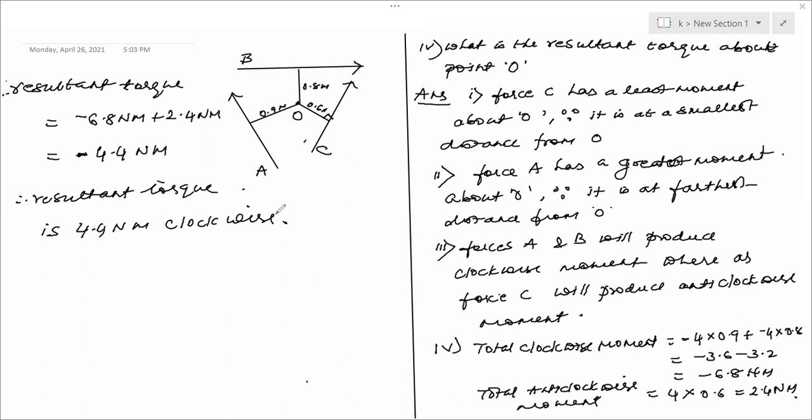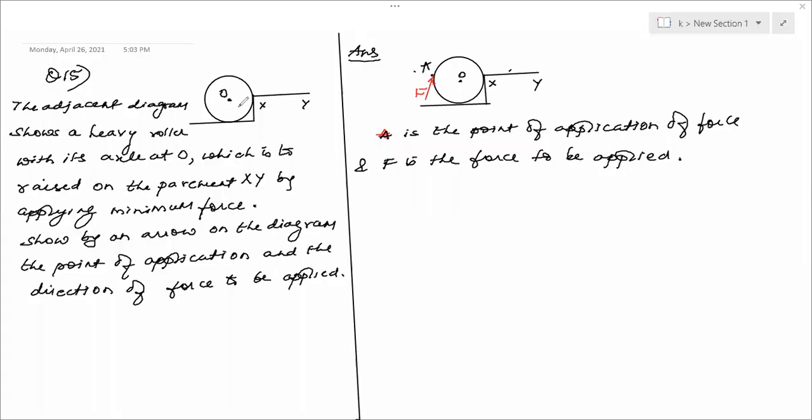Okay. Now, we go to the next sum. The adjacent diagram shows a heavy roller with an axle passing through O, which is to be raised on the pavement XY by applying a minimum force. Show by an arrow on the diagram the point of application and the direction of the force. You can see here, A is the point of application of force and F is the force to be applied. I have shown it by an arrow here.